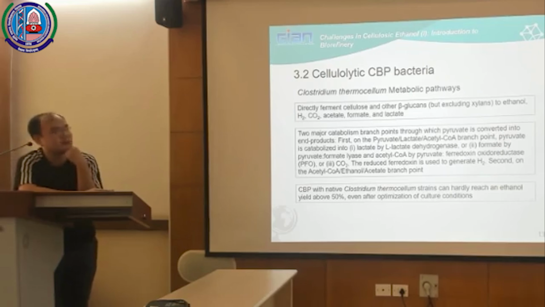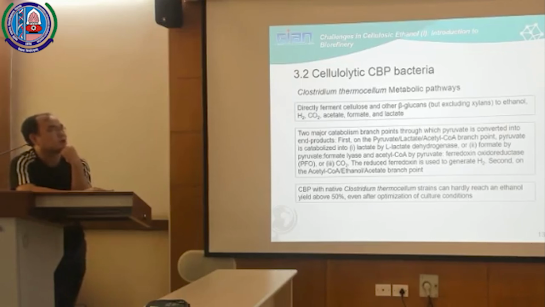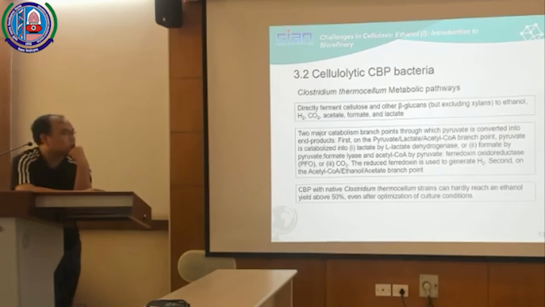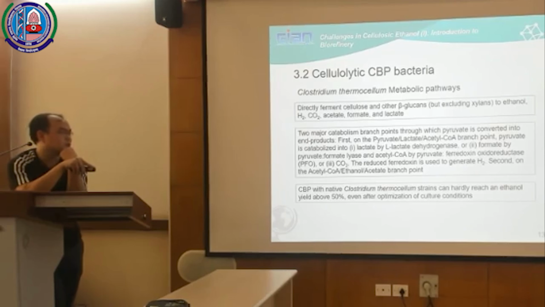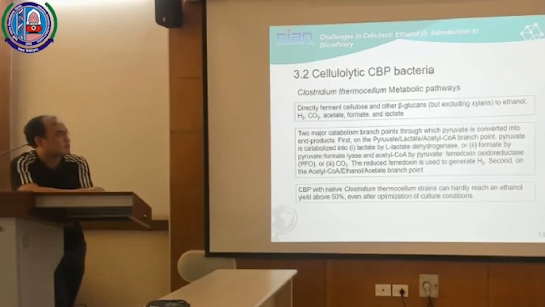So when directly fermenting cellulose and other beta-glucans to ethanol, we usually have a lot of different byproducts, especially hydrogen. That's why we use a native Clostridium strain to digest this biomass to ethanol. The ethanol yield can hardly reach about 50% because of the formation of different byproducts.